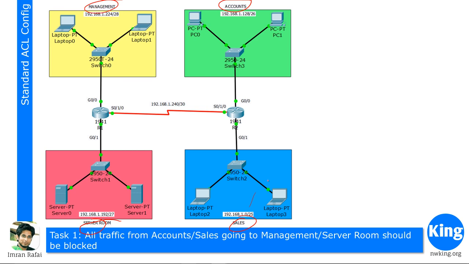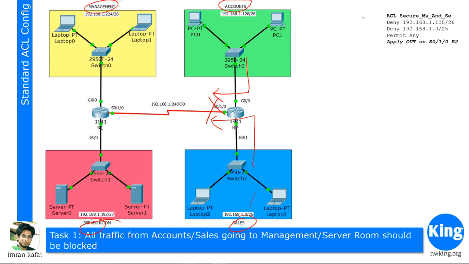First task: all traffic from accounts or sales, that means from this part, going to management or the server room, must be blocked. So this traffic coming in from here and going here, and this traffic coming in and going here, we need to block this here. So first, let's create the ACL.